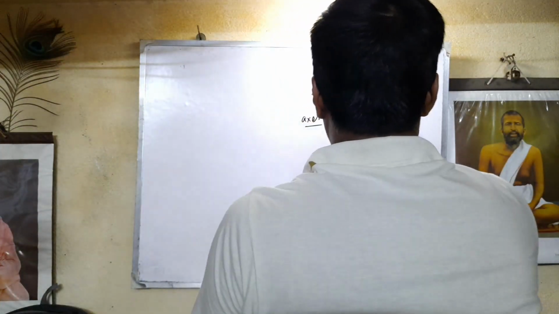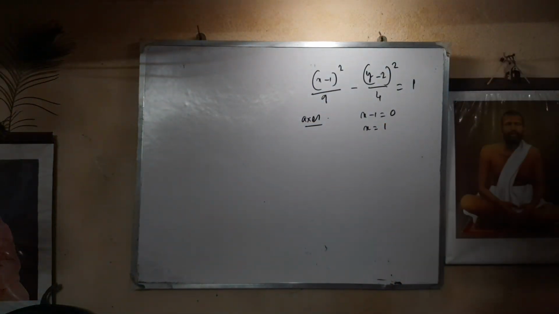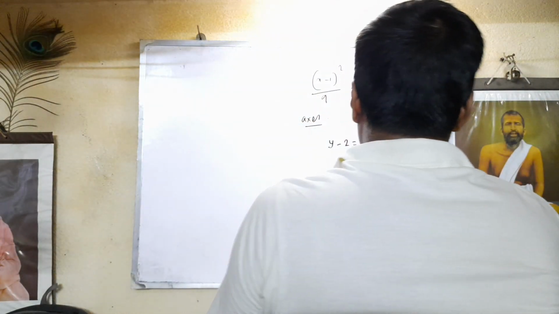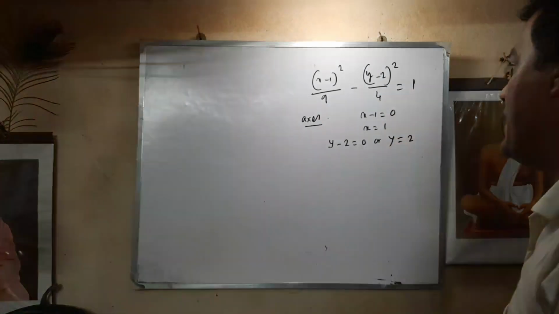will be x minus 1 equal to 0 or x equal to 1, that is a line parallel to y axis, and another axis will be y minus 2 equal to 0 or y equal to 2, that is a straight line parallel to x axis. These two are the axes of the hyperbola.